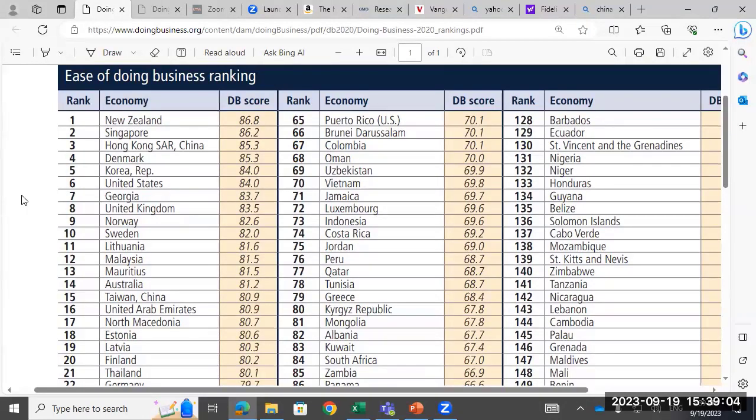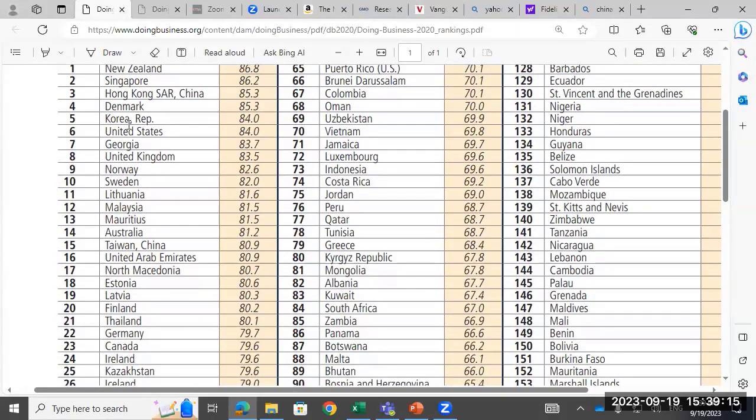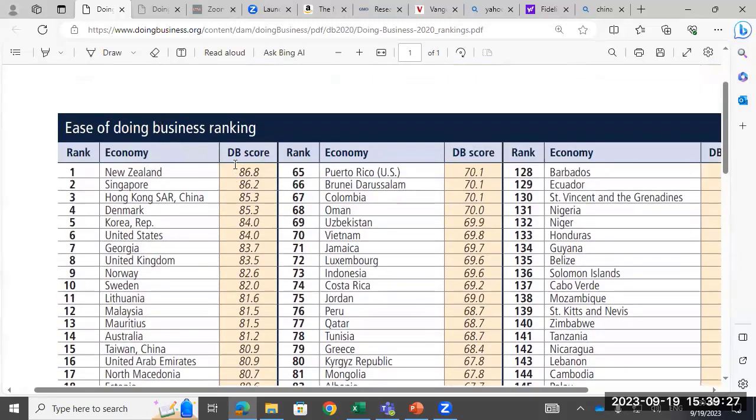Now, I'll show you the criteria. It's pretty important what the categories are. Singapore, I've always wanted to go to Singapore. Hong Kong, maybe not as much now, but Denmark. You see a lot of European, a lot of Asian countries, United States, Georgia, United Kingdom, Norway, Sweden, Lithuania, Malaysia. So these are countries that get the highest doing business score.